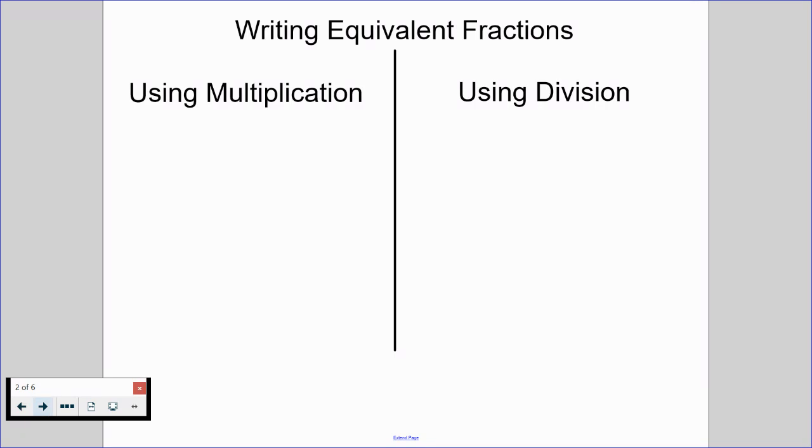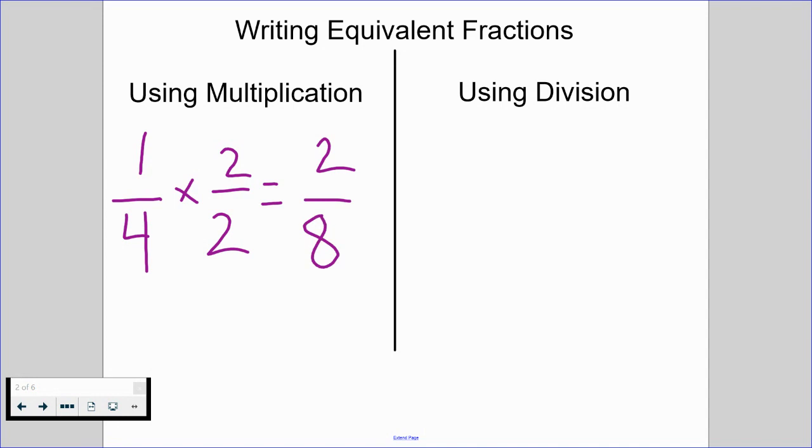We learned how to use multiplication and division to make equivalent fractions. So here's a quick example of multiplication. If I want to find a fraction that is equal to 1/4, I multiply the top and bottom, the numerator and denominator, by the same number. Remember, whatever you do to the bottom, you do to the top. Whatever you do to the top, you do to the bottom. So in my numerator, 1 times 2 is 2. In my denominator, 4 times 2 is 8. So that tells me 1/4 and 2/8 are equivalent.